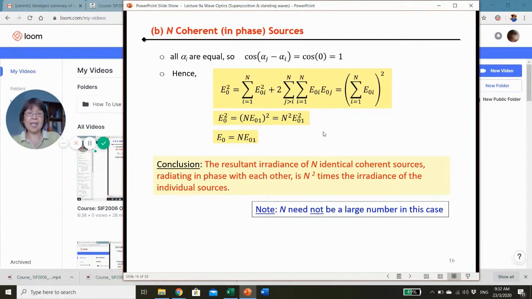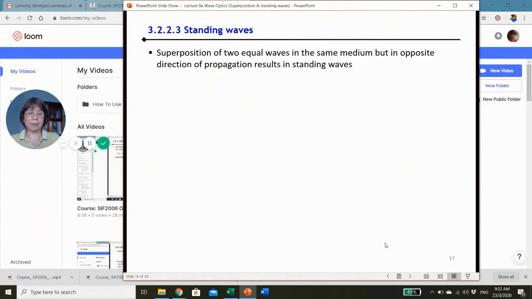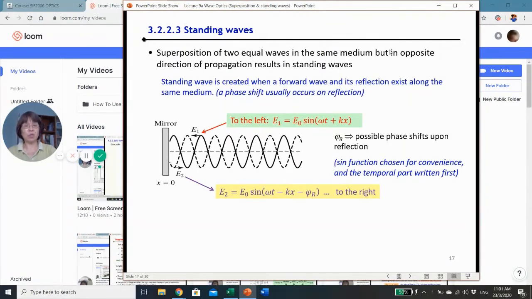In this case, it is not necessary that n has to be a large number. We get standing waves when you have two equal waves traveling in the same medium, but moving in the opposite direction. One example is when a wave comes in and hits the mirror, and gets reflected. So the incoming and the reflected wave will interfere and form standing waves.